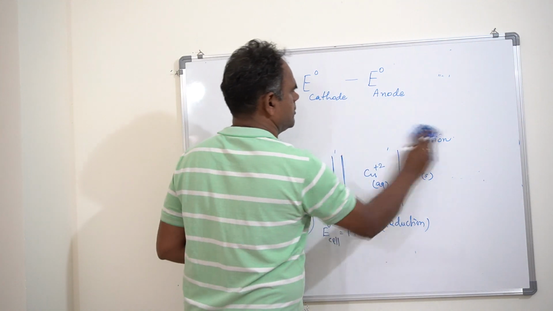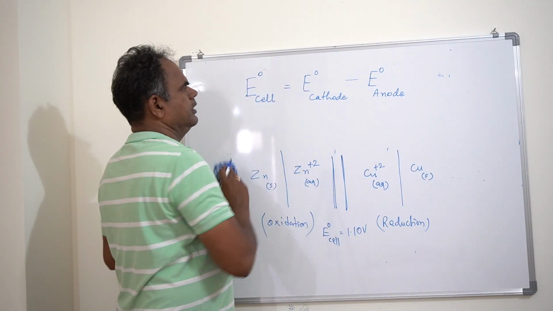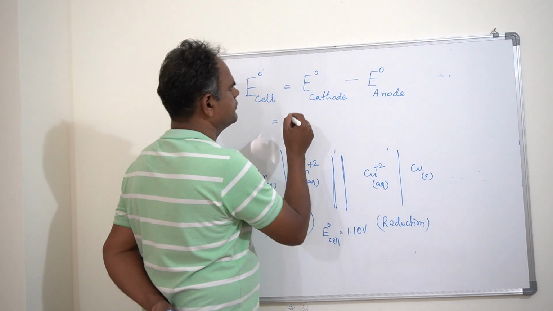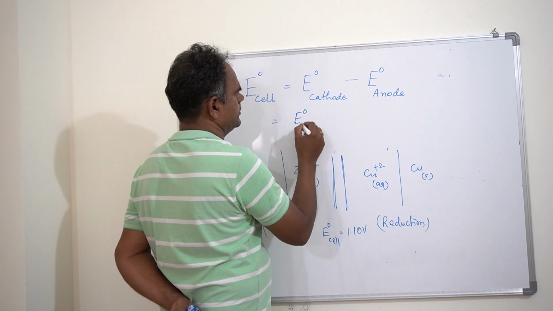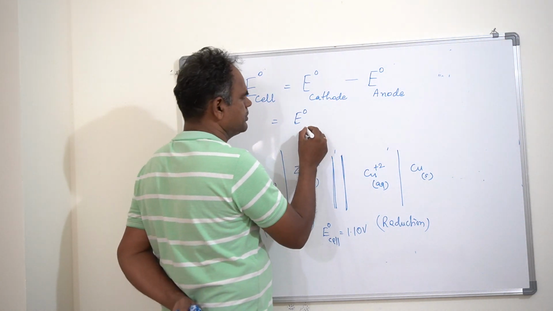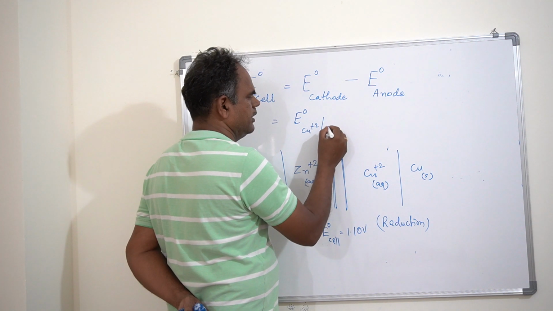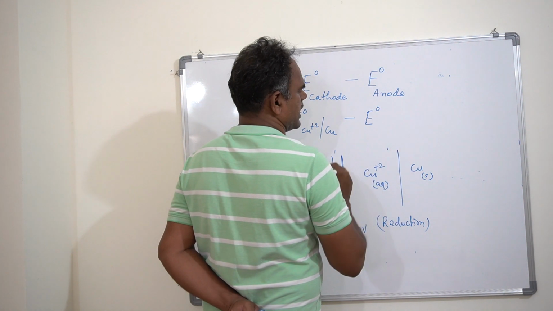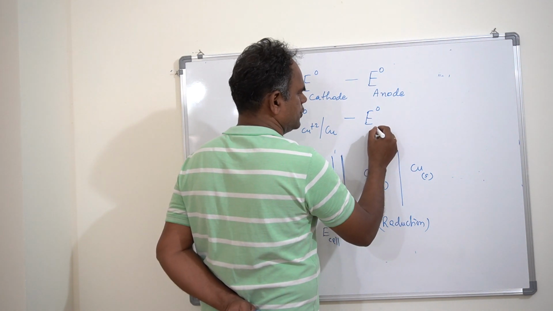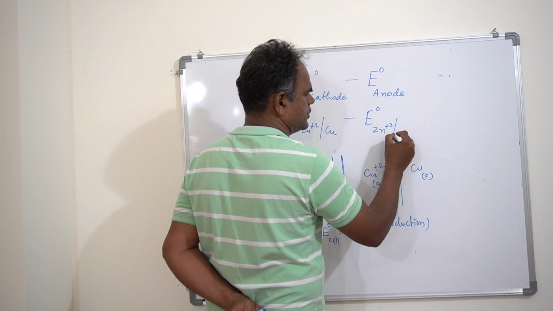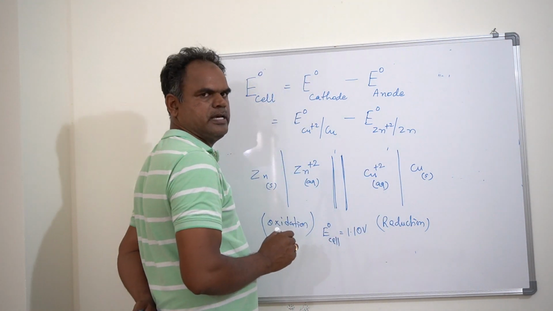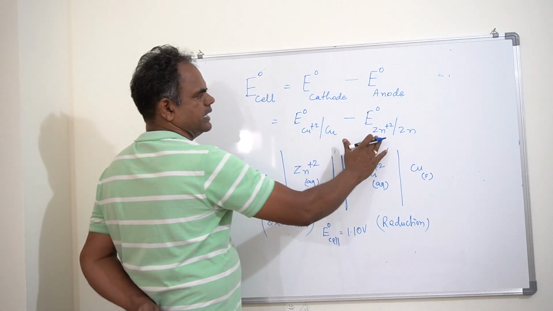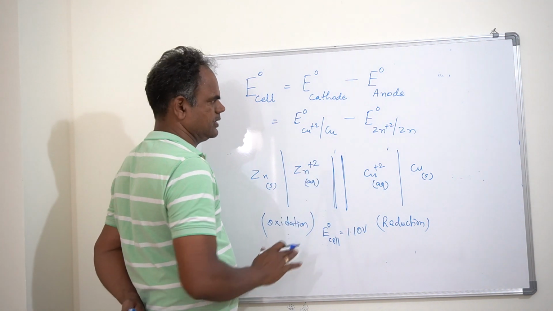So now here I am writing E° cathode. At the cathode, what is happening? Cu²⁺ is getting reduced to Cu, minus the standard electrode potential of the anode, Zn²⁺ getting reduced to zinc. Here actually oxidation is happening, so we are inverting that. So the inverse of the oxidation reduction I am writing.